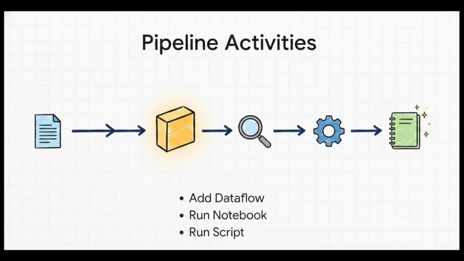Because inside a pipeline, your data flow is just one activity in a larger chain. You can have it finish refreshing, and the very next second it triggers copying data, getting metadata, executing stored SQL procedures, or even kicking off downstream Spark notebooks. It is a crazy dynamic chain of events.